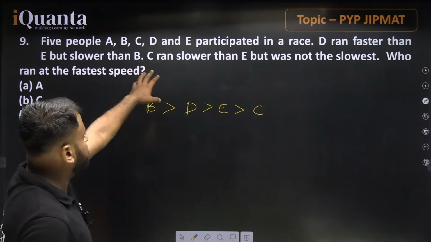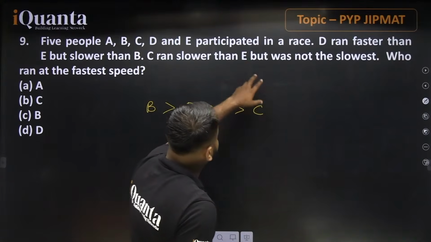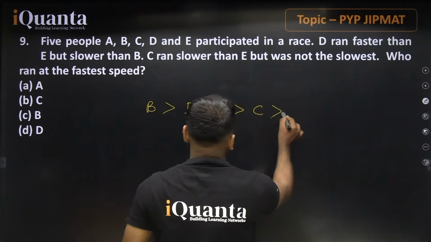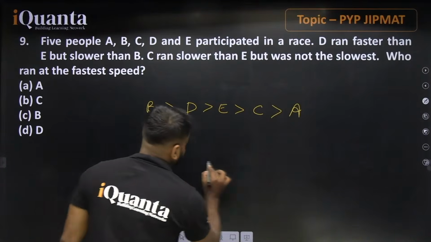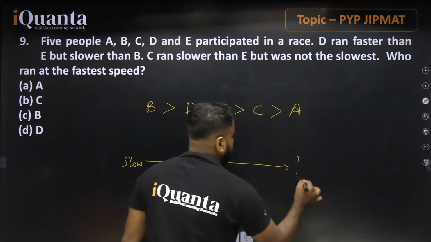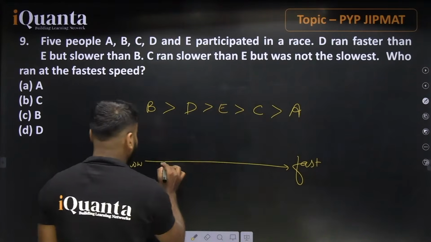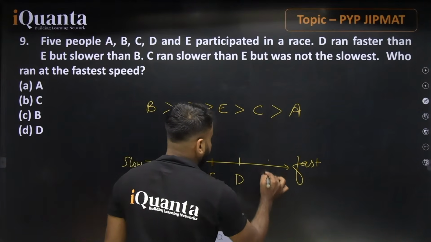Further the statement says that C was not the slowest. It means that C ran slower than E but was not the slowest, so who will be the slowest? A will be the slowest. It means that if talking about the slowest, this is slow and this is fast, correct? If we just go here, we have A and then we have C, then we have E, then we have D and then we have B.